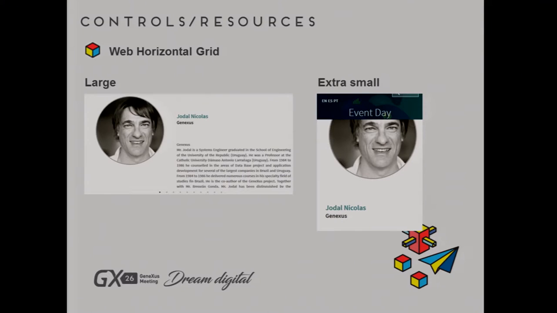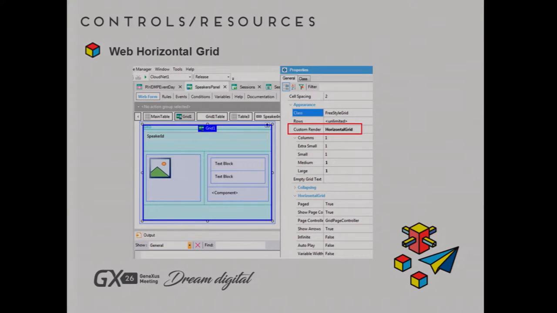Now, the same thing on an extra small screen, you will have Nicolas' image at the top and then the rest of the information below. How can I do this? Well, I define properties. This is a standard grid that we've got in our application. It's the lecturer's menu, and I want that it shows horizontally.